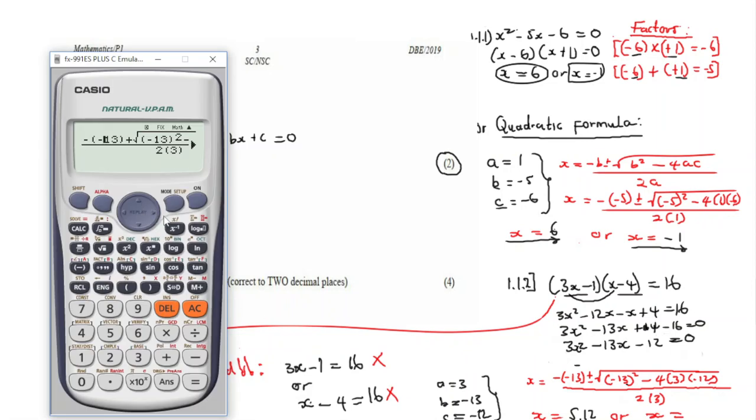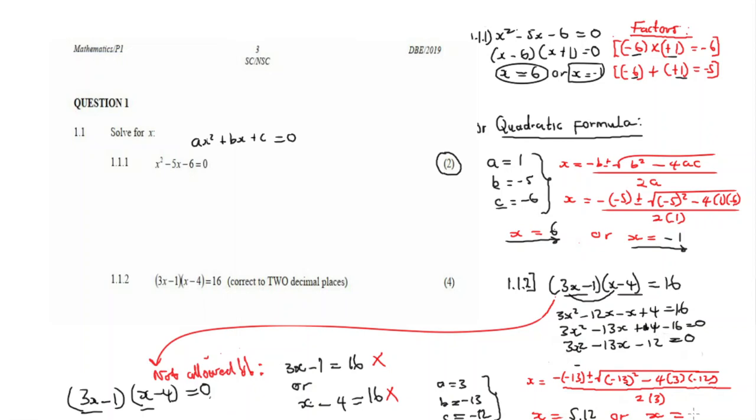So we put the negative here, then we come back and put the negative, right, is negative 0.78. So therefore these are the two roots for this quadratic equation in standard form. Sorry, for this quadratic equation 1.1.2. So therefore we go to 1.1.3 now.